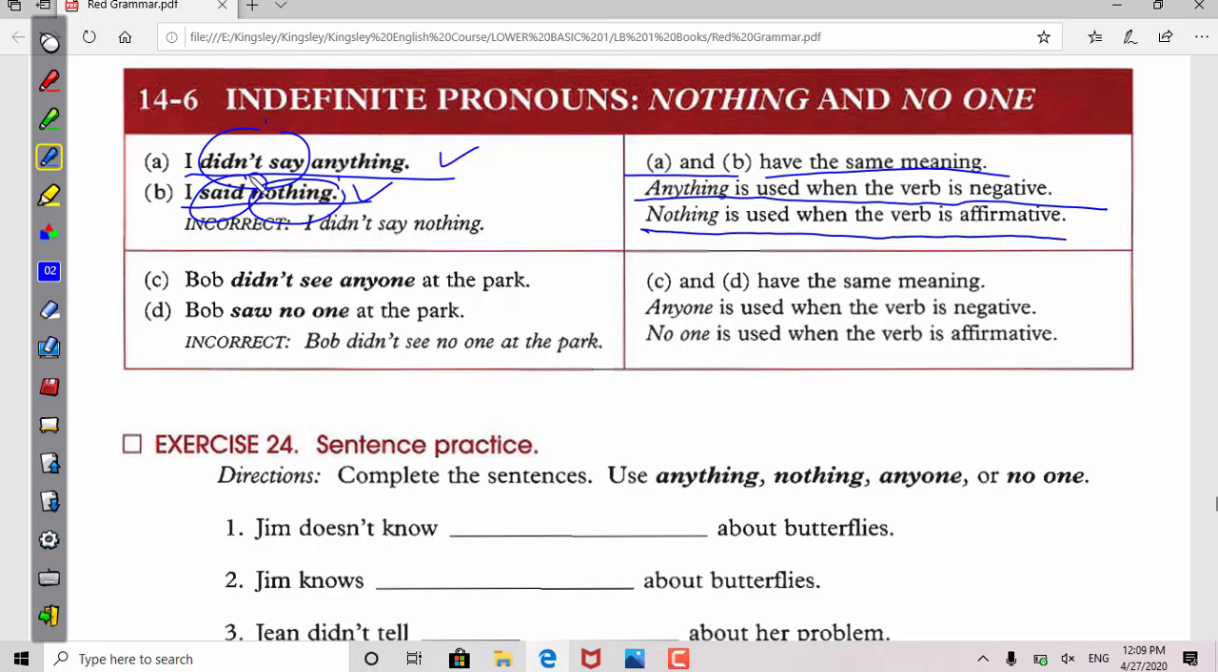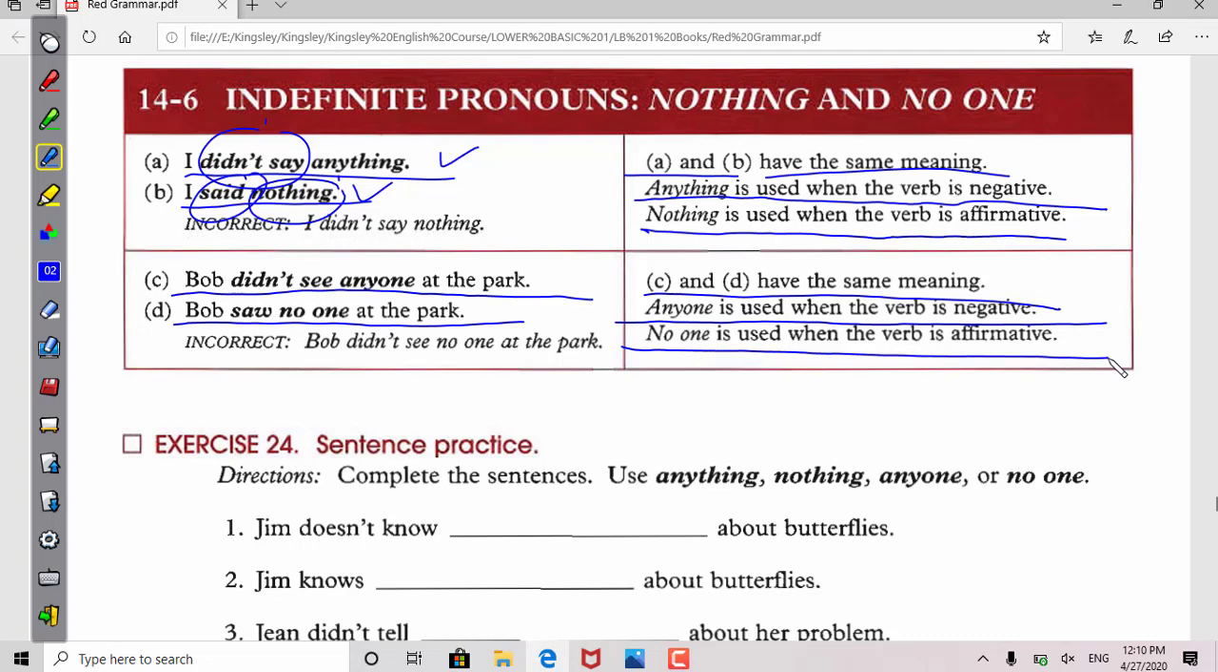Next, when we talk about things, you will use anything or nothing. When we talk about persons, you will use anyone or no one. Look at this one. Bob didn't see anyone at the park. Bob saw no one at the park. Bob tidak melihat siapapun di taman itu. Just the same. So C and D have the same meaning. Anyone is used when the verb is negative. No one is used when the verb is affirmative, atau bentuk positif.